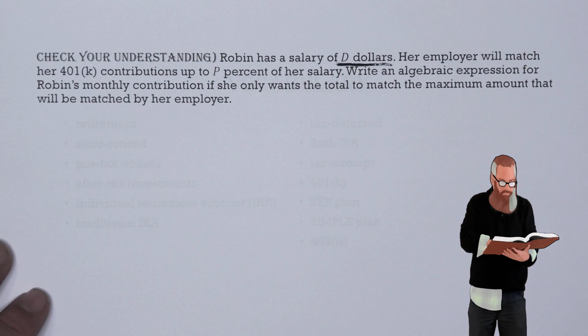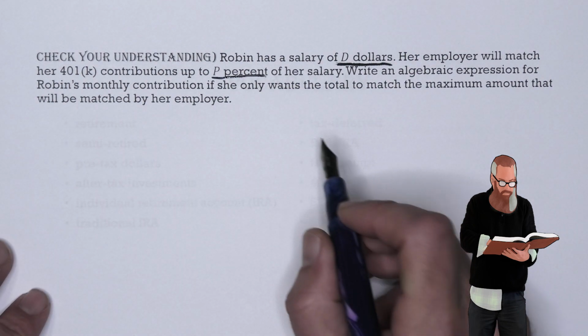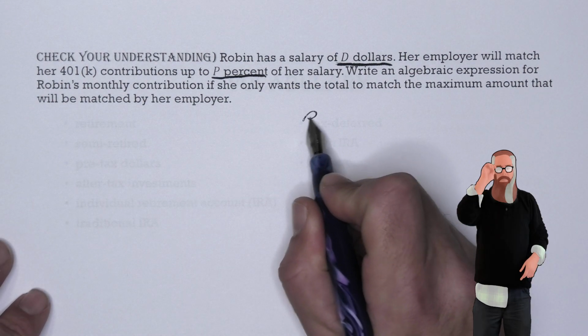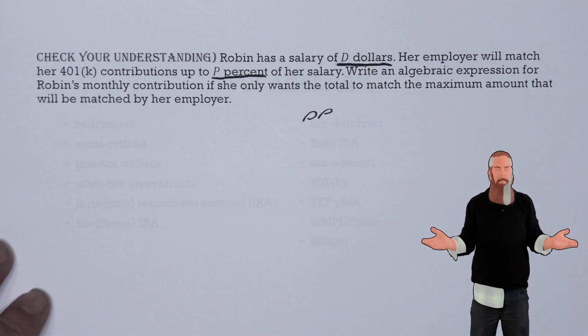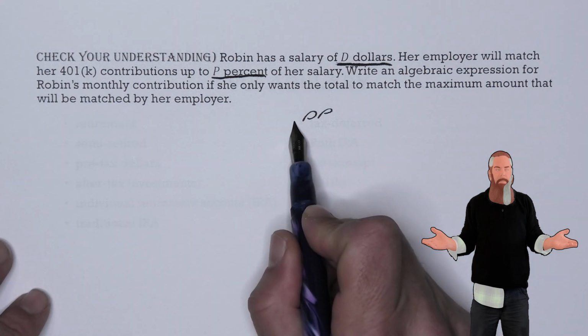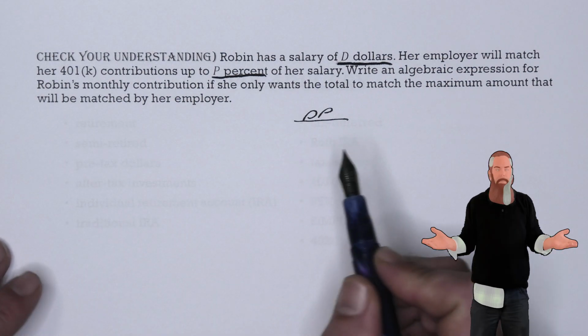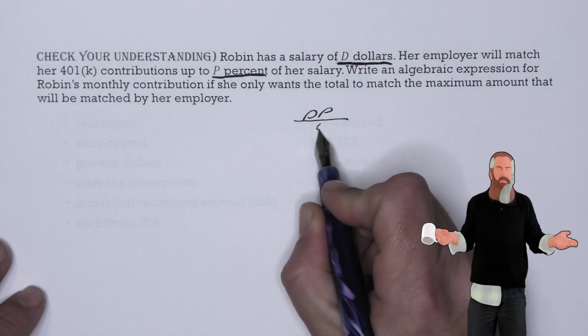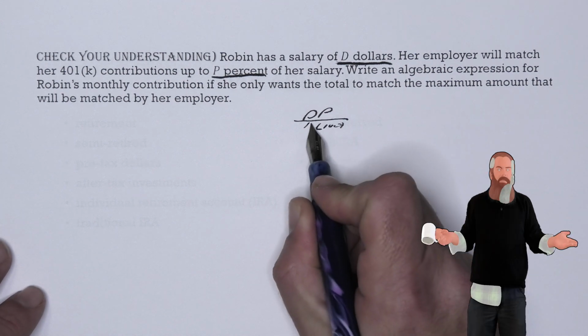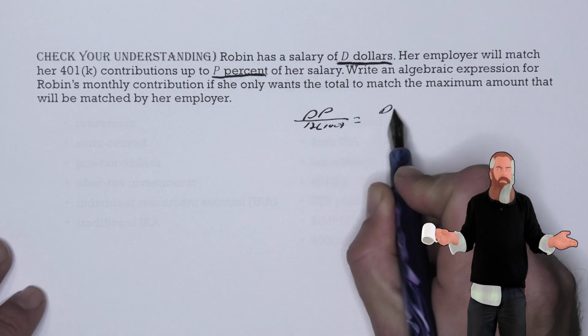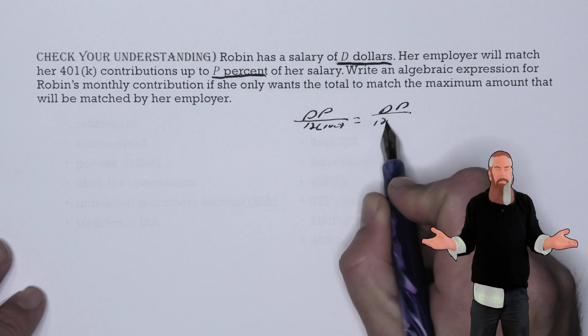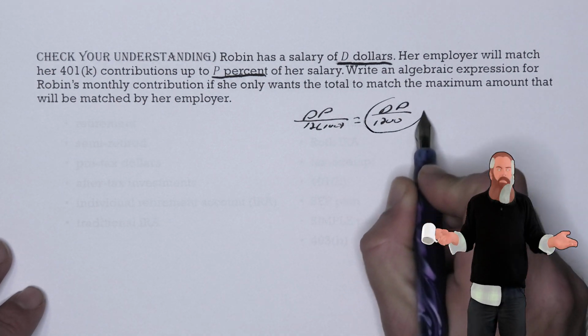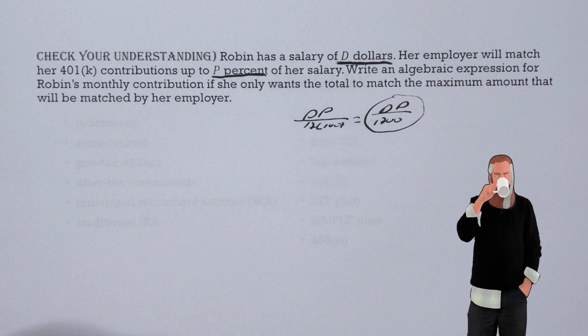Well, she earns D dollars. They will match P% of her salary, which will give us D times P. The percent as a number would be divided by 100, but it's going to be divided by 12 for every single month of the year, giving us D times P over 1200 as our algebraic expression.